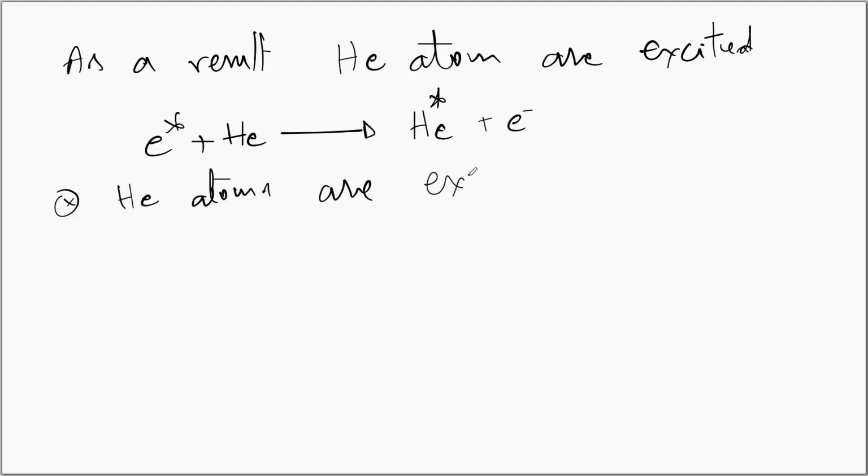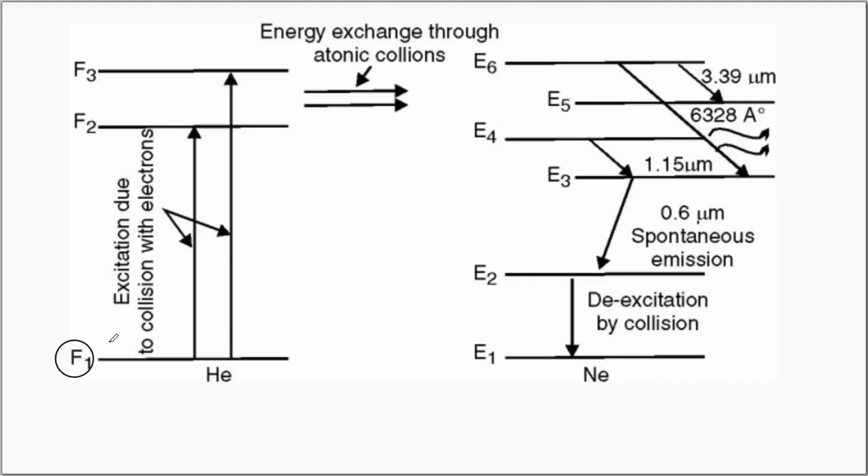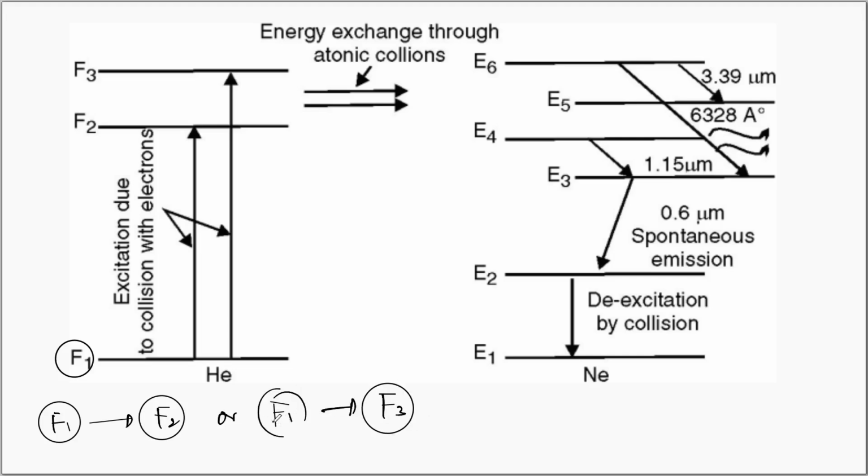Helium atoms are excited to F2 and F3. We are representing the energy levels corresponding to helium with F and the energy levels corresponding to neon with E. So when the electron interacts with the helium atom in its ground state, the electrons will transfer their energy to the helium atom. Excitation of the helium takes place. The excitations will be from F1 to F2 or F1 to F3. So it essentially depends on the kinetic energy of the electron. If the energy is more, then the transition would occur from the ground state to F3, that is F1 to F3, and if the energy is slightly less, then a transition from F1 to F2 takes place.